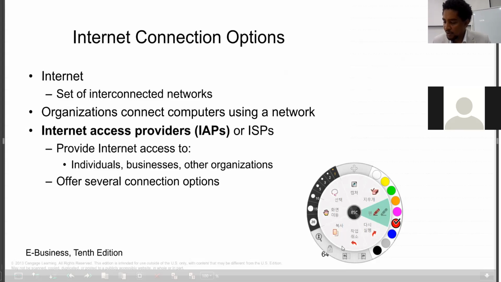There are different companies that provide us with an internet connection. These companies are called internet access providers or internet service providers. It could be KT, or SKT, or LG. These are called internet service providers. They provide internet access to individuals, businesses, and organizations. And there are several connection options. You can connect to the internet through broadband, you can use a leased line, or you can use other means of connection.